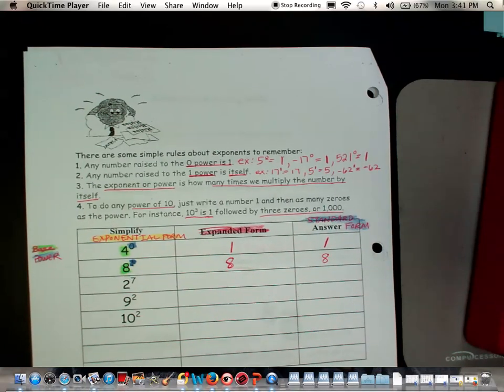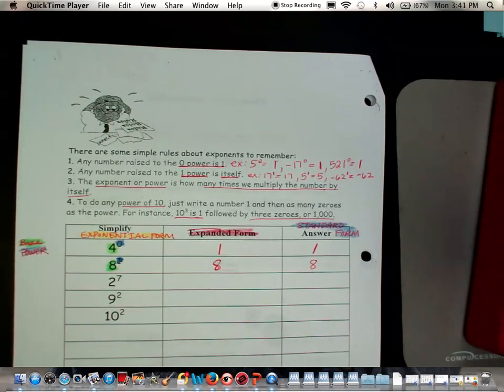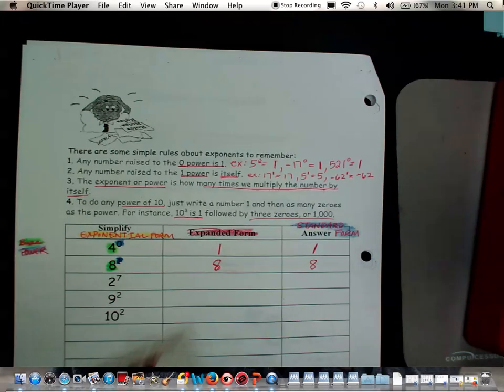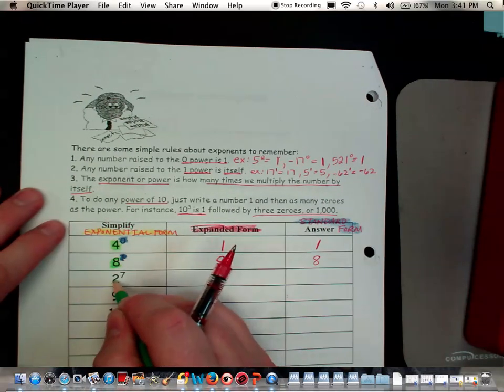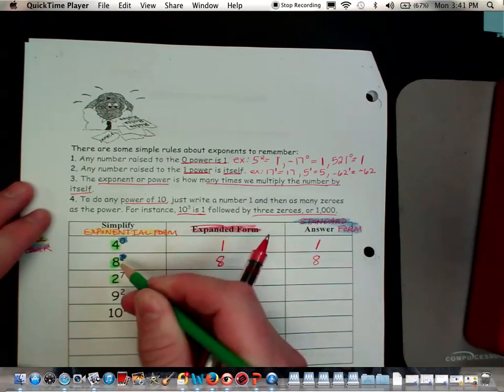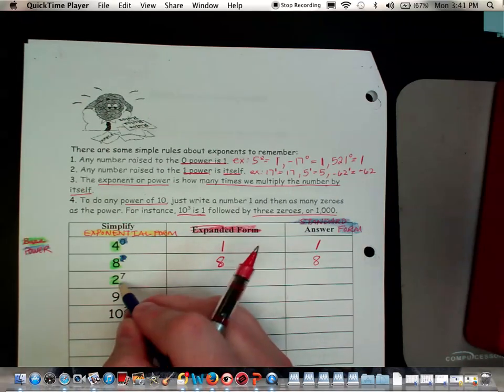Okay? Now, it's not always going to be like that. But we have to be thoughtful of what we're going to be looking at. So here we go. Look at the next one. 2 raised to the 7th power. Well, 2 is my base, so I'm going to color him in green. He's raised to the 7th power.